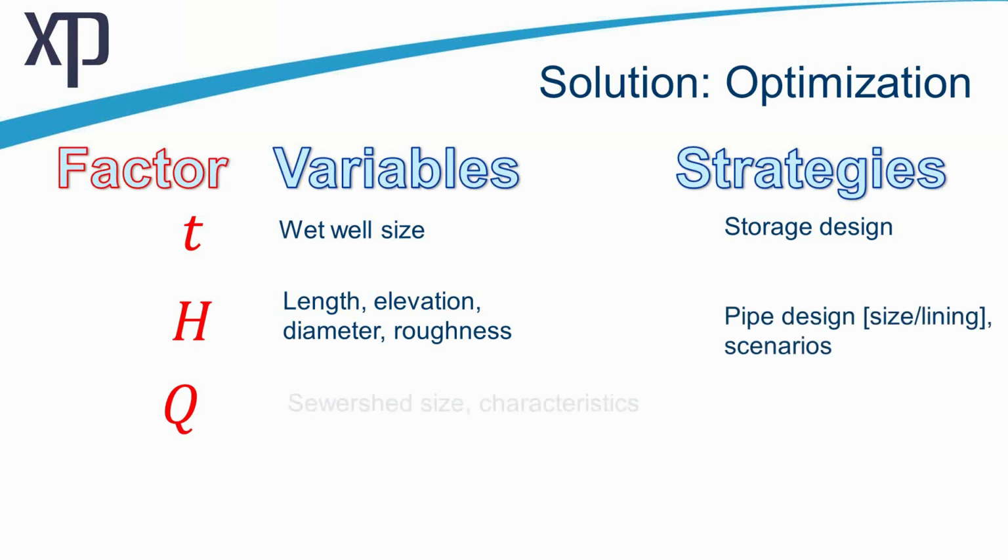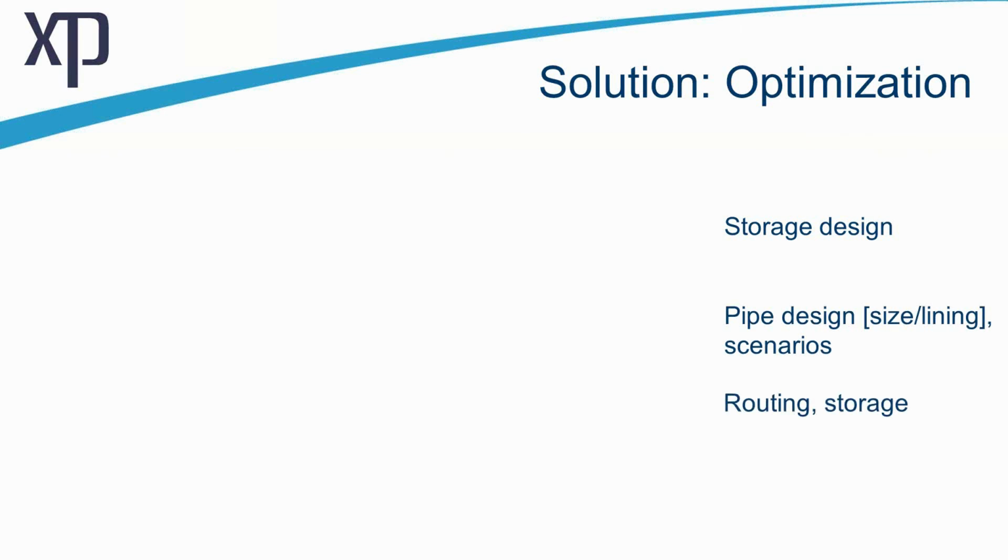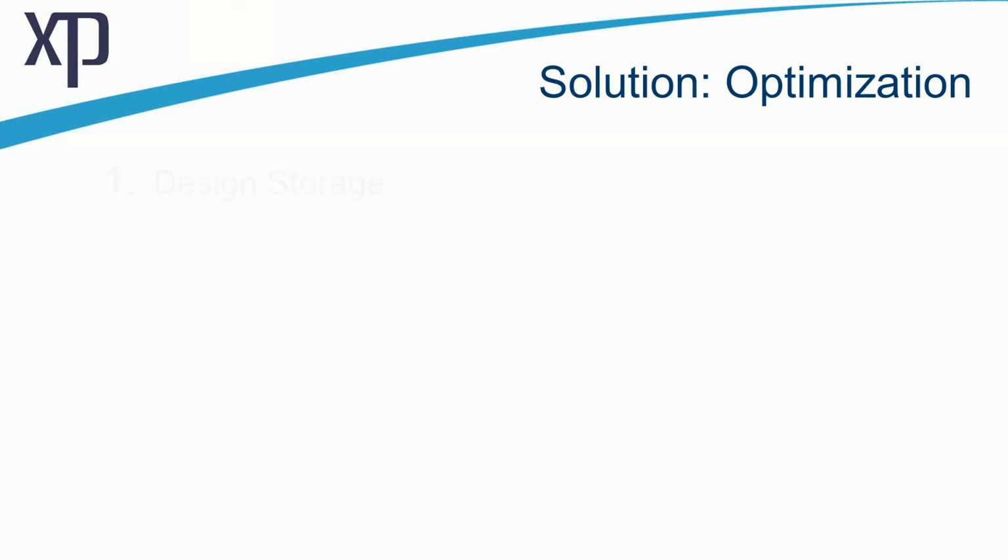And finally, we have flow, which would be based on the sheer size of the sewer shed as well as the individualized characteristics. So storage, whether that's online or offline storage as well as routing, are strategies there. So those are several different strategies that can really be consolidated into just a couple.